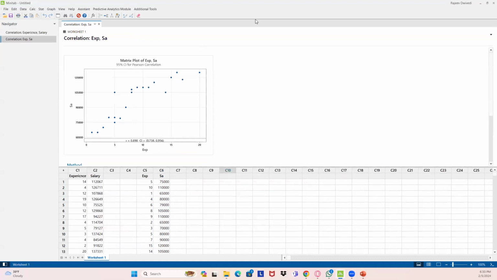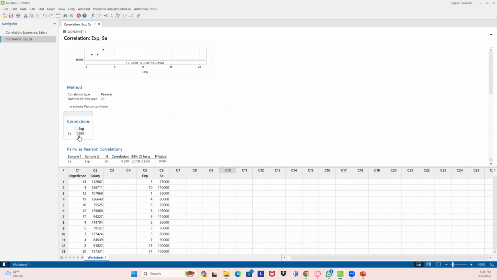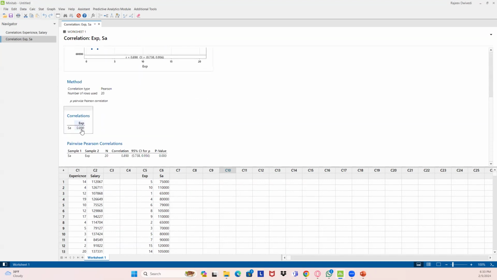So now you can see there's some positive relationship. If you see the fit line, it is in increasing order. Now correlation, you can see 89%. The relationship between experience and salary is about 89%. Clearly you can see.